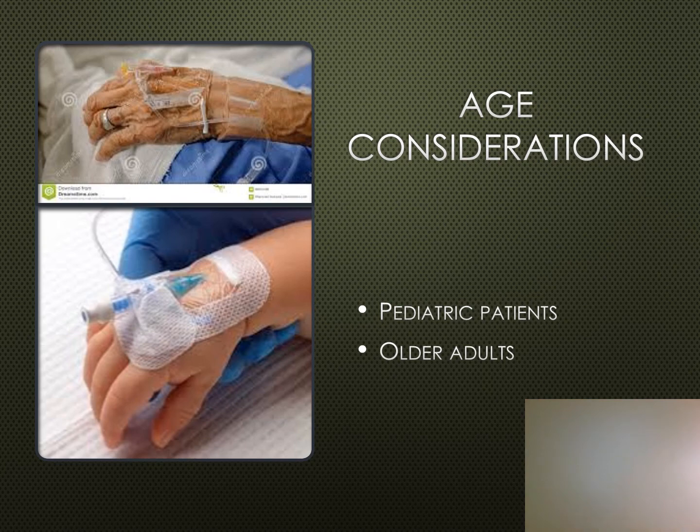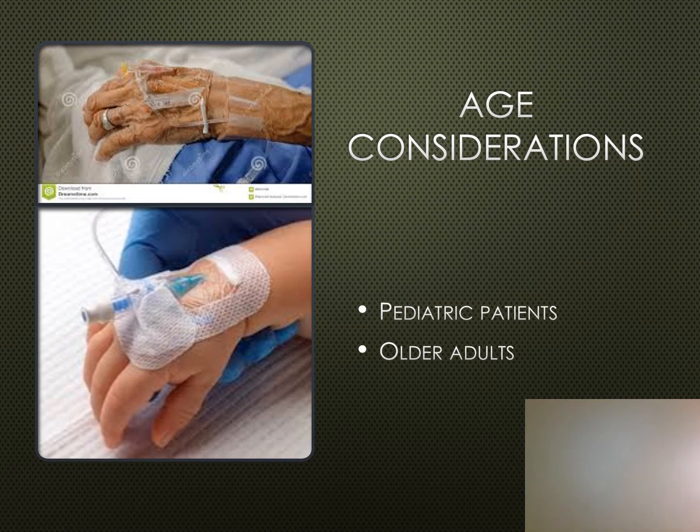So, pediatric considerations. Use vascular visualization tools. Consider the client's age and their activity level. For example, if they're a thumb sucker, we don't want to be putting an IV in the client's hand. And consider the reason for the IV therapy when selecting that site.